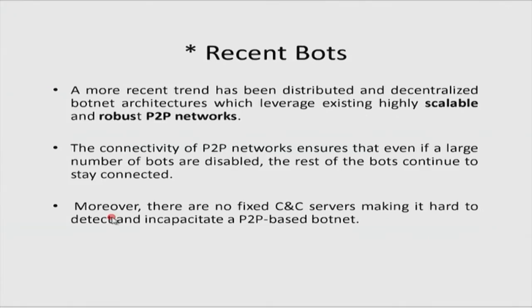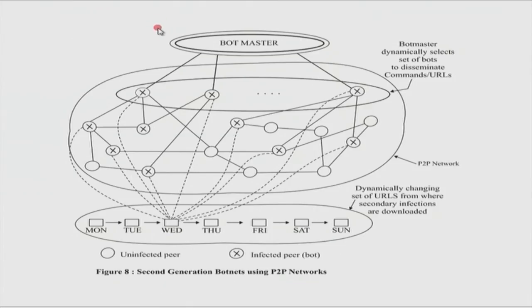So the main thing in the case of the botnet is you don't want to be detected. So for that purpose, you want a highly distributed and decentralized system. The second thing is you want to be highly fault-tolerant. So in a P2P network, you get both of these things. It's highly decentralized and also it's highly fault-tolerant. Some of the nodes can go down and it will still be working. So a picture is something like this.